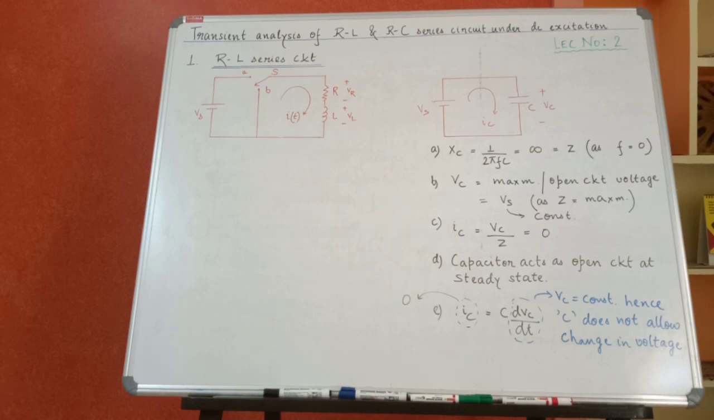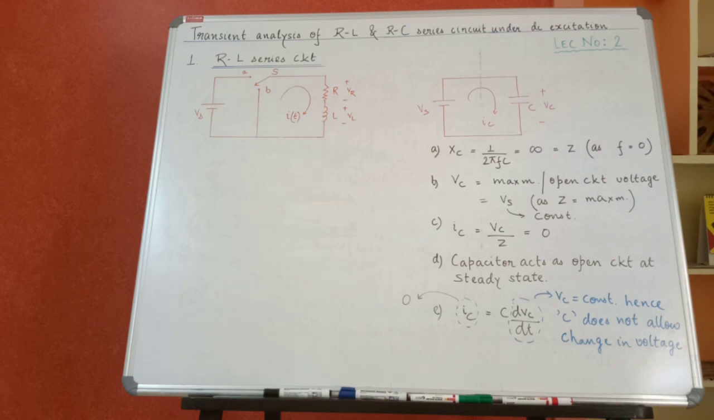Now we'll take the same circuit and replace the inductor by a capacitor. And since the voltage Vs, which is a DC supply, is always connected across the capacitor, we'll assume that the circuit will reach steady state, and at steady state we will try to calculate the values of Vc and Ic, which is the voltage across the capacitor and the current through the capacitor respectively.